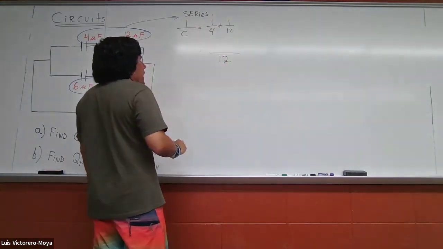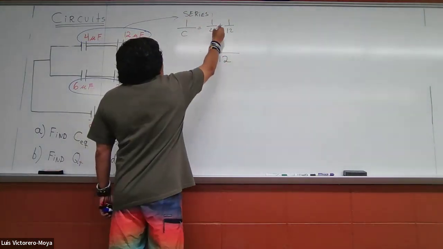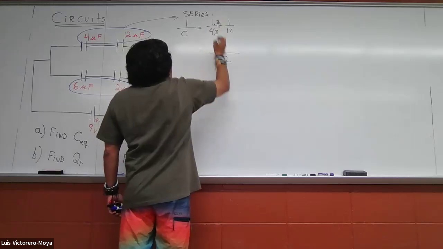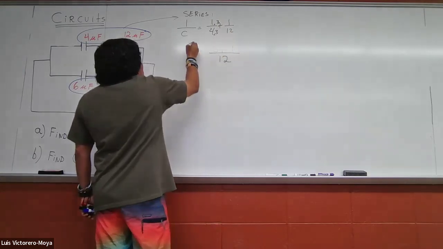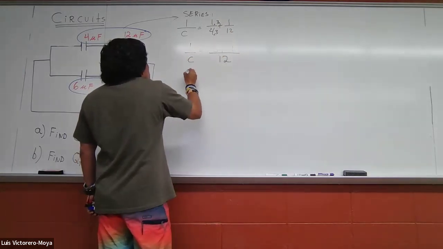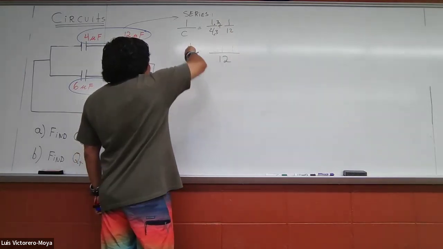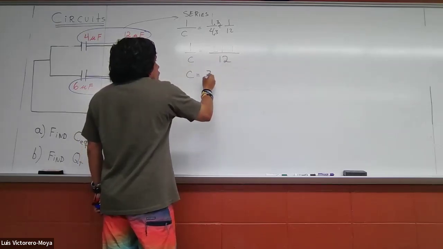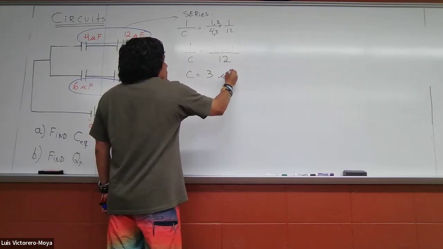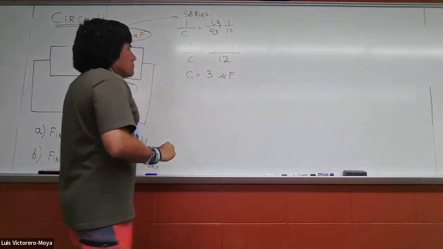That's the LCM. Multiply by 3, multiply by 3. This is 3 plus just 1 here. That's 1 over C. So C will be, you flip it, 12 divided by 3 plus 1, 4, which is 3 microfarads.